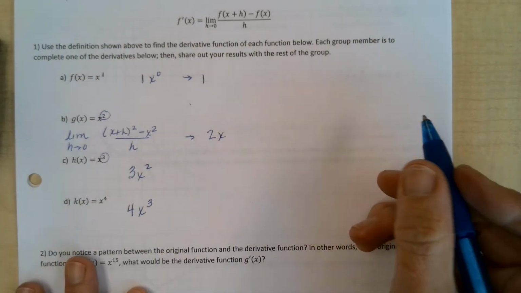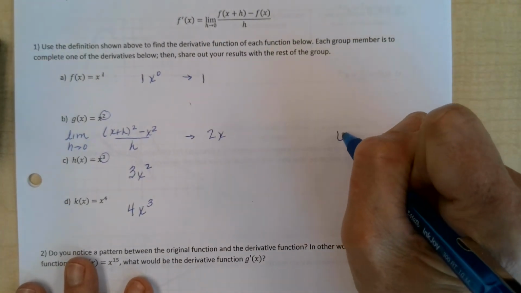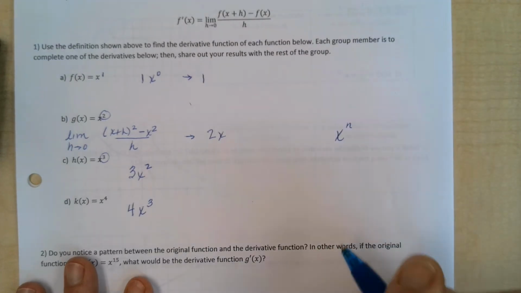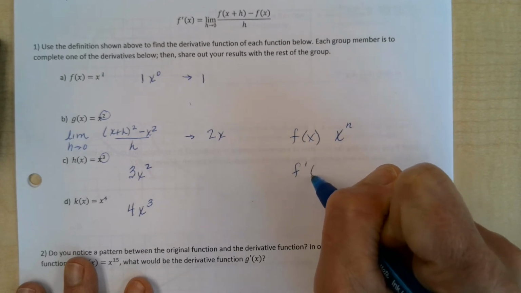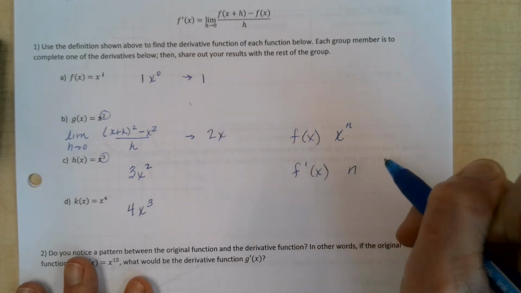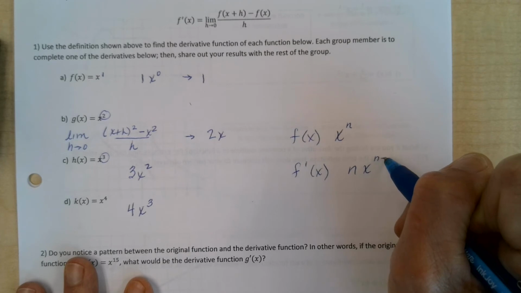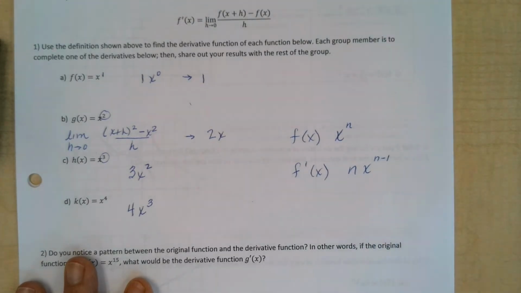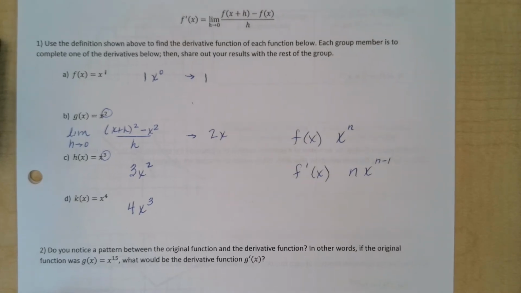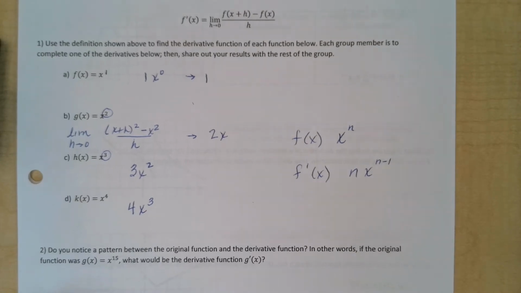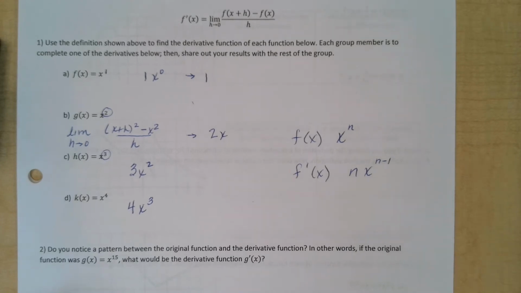So at the end of the day, whatever power is on n, if I have a function, the derivative of that function is n in front to 1 less power. So the derivative of a cubic function is always quadratic. The derivative of a quadratic function is always linear. The derivative of a linear function is always constant. And then we can understand the derivative of a constant is always going to be 0.